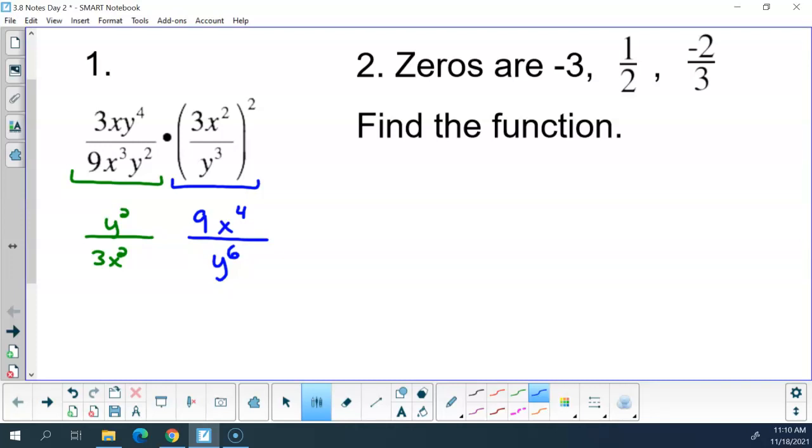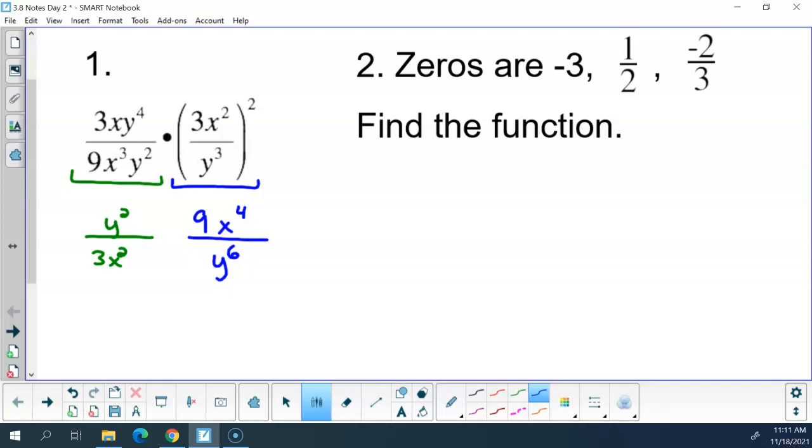More x's on the top or more x's on the bottom? The bottom. How many more? 1, 2. 2, right? So that's why it's x squared on the bottom. More y's on the top or more y's on the bottom? Top. How many more? That's why it's y squared. You understand the blue? Yeah.